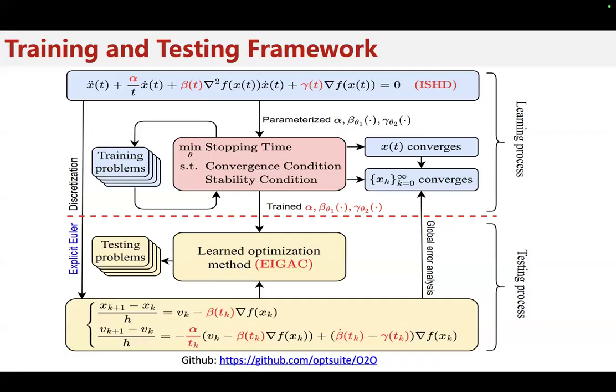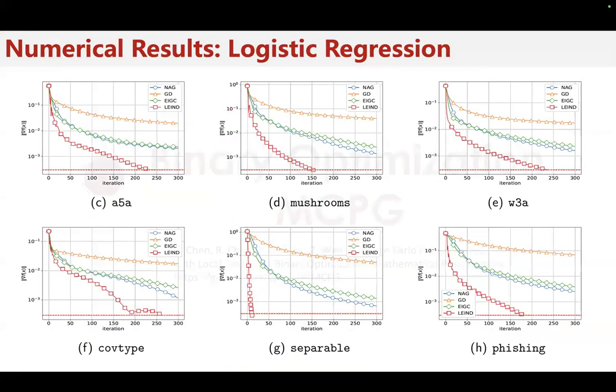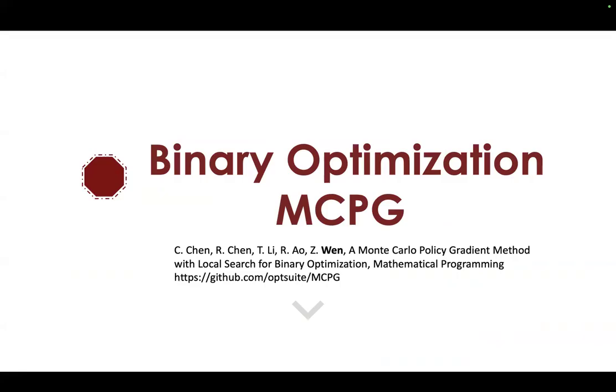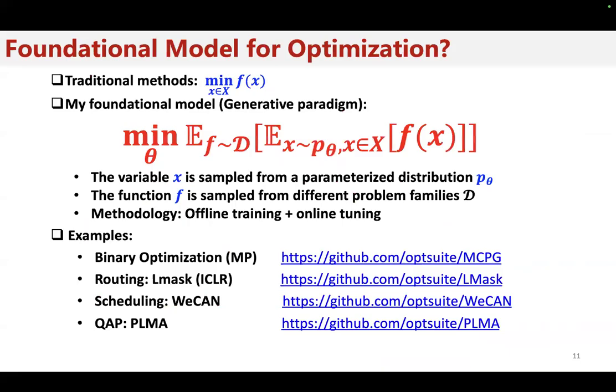So next, let me move to another, different kind of scenario. The goal now is different. We want to find a foundation model for optimization. In particular, our goal is combinatorial optimization, but I think the idea can probably also extend to continuous optimization problems. So here is my foundation model.